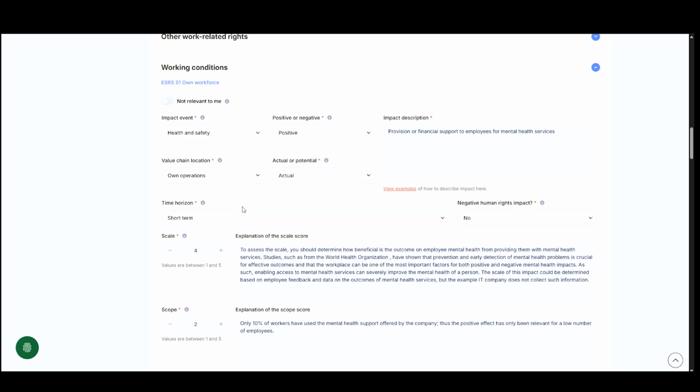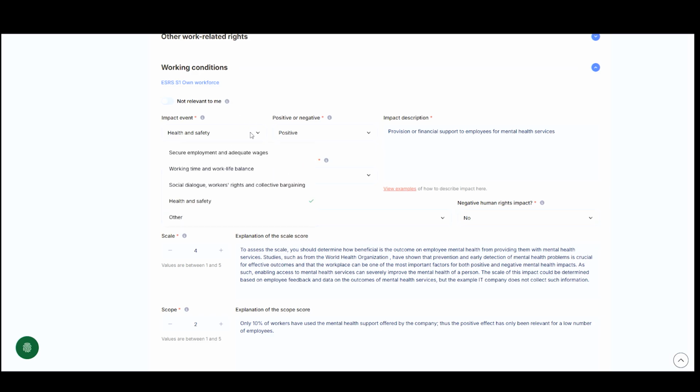But basically, the impact event is specifying, if we're talking about working conditions, what topic exactly. This is a pre-populated list, but you can also put other, if you don't think that your specific impact goes under any of these.